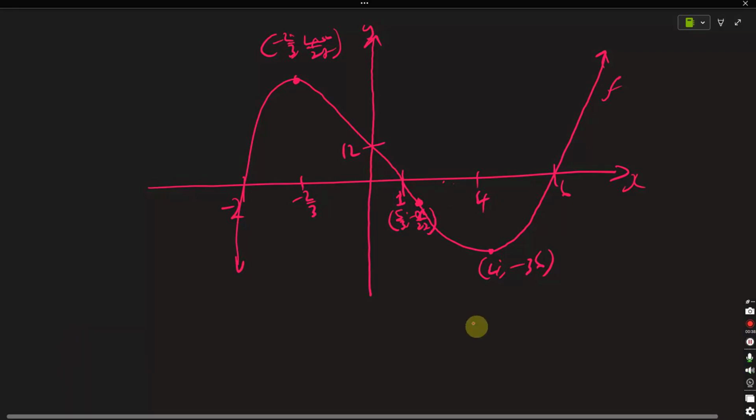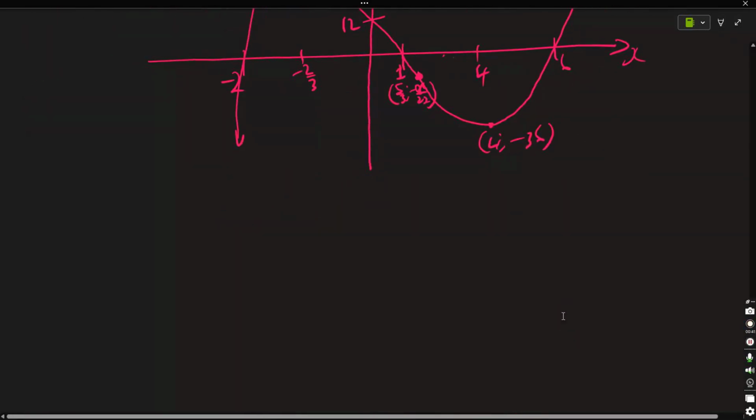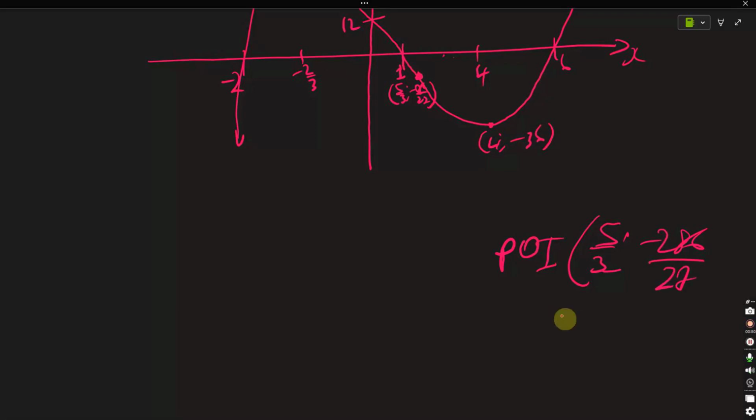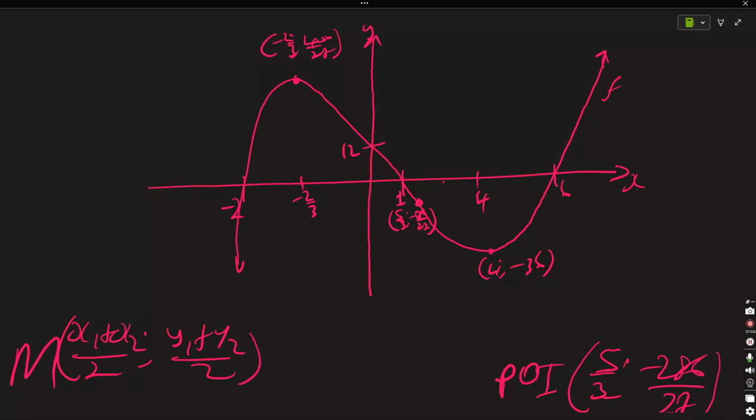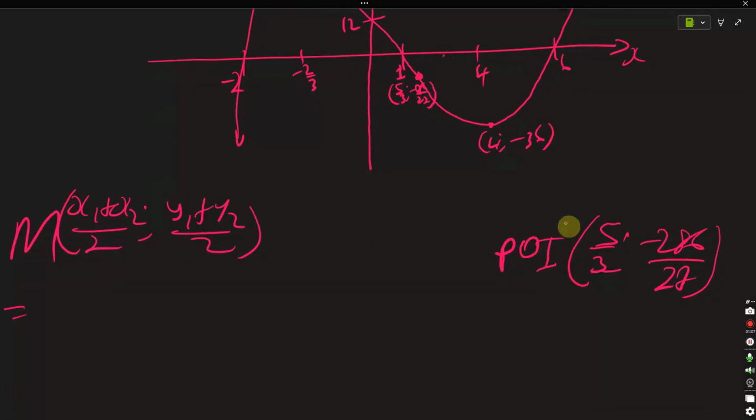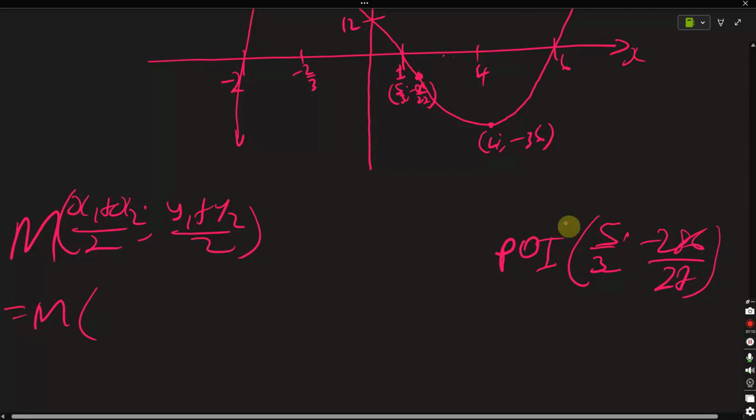By the way, what are the coordinates of the point of inflection? No, point of inflection, POI, 5/3, minus 286/27. Now let's look at the midpoint of the turning points. That is (x1 plus x2)/2, (y1 plus y2)/2. So let's do that. x1 is minus 2/3, plus 4, over 2. Can you see that?